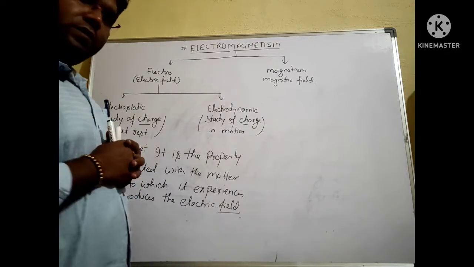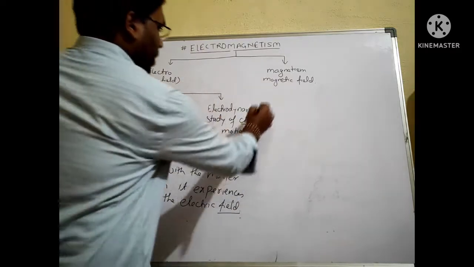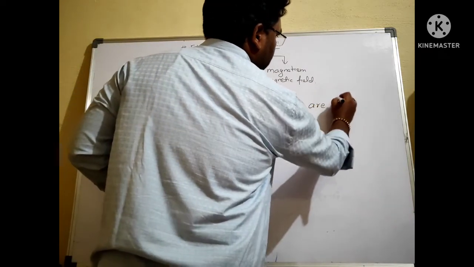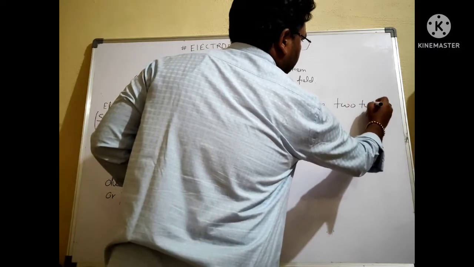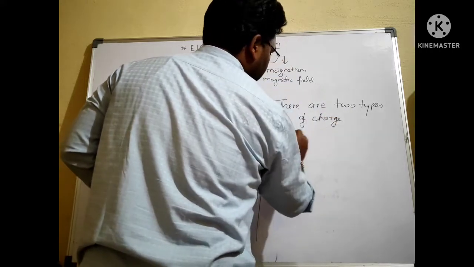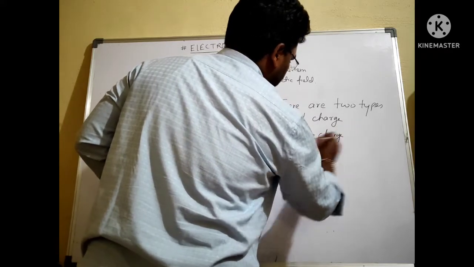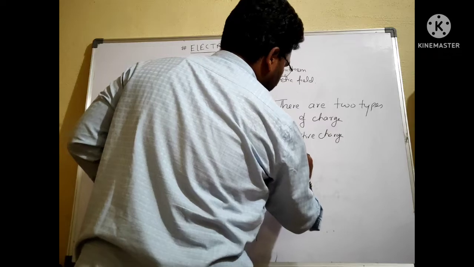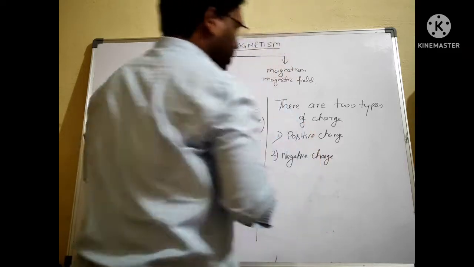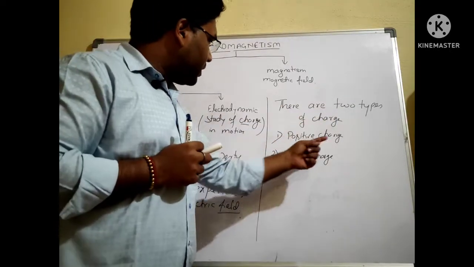After understanding this charge, we have to understand there are two types of charge. How many types of charge? There are two types of charge. First one is positive charge and second one is negative charge.